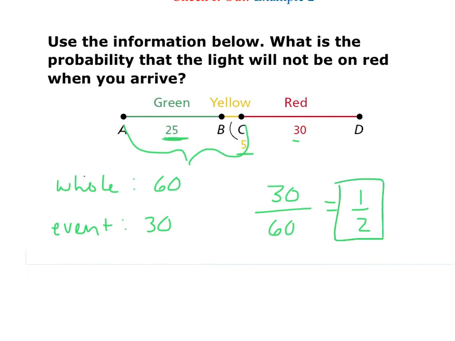We can change this into a decimal by dividing 1 by 2 in our calculator, which would give us 0.5. If we multiply it by 100, it gives us 50. So there's a 50% chance that the light will not be on red when we arrive.